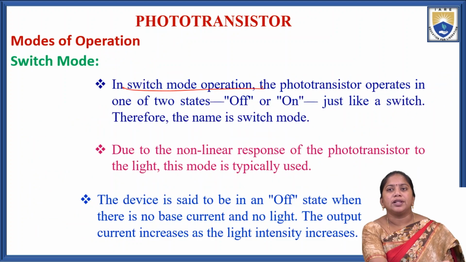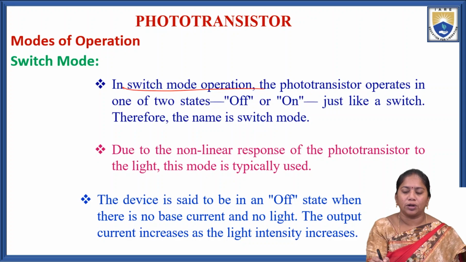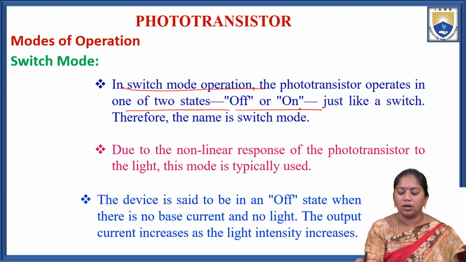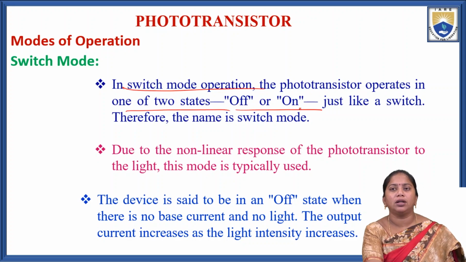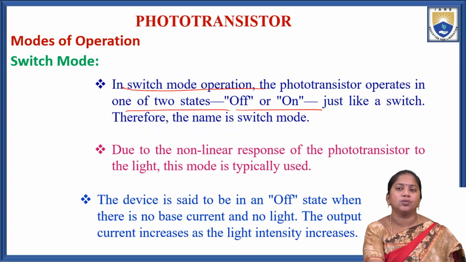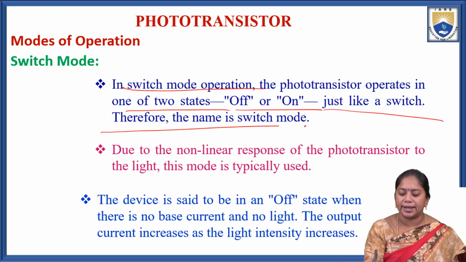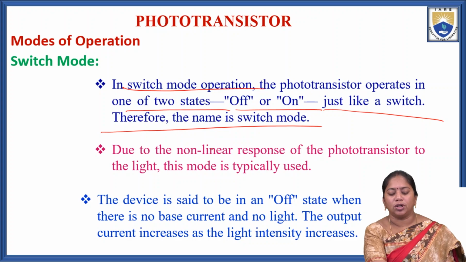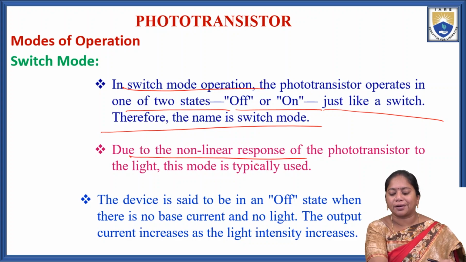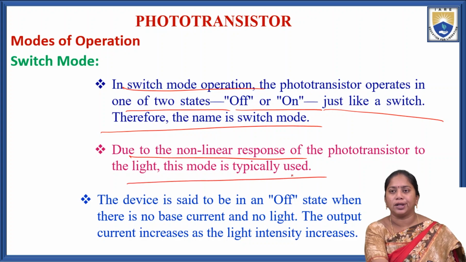Switch mode. In switch mode operation, the phototransistor operates in one of two states, either on or off, just like a switch. Therefore, the name is switch mode. Due to the non-linear response of the phototransistor to light, this mode is typically used.